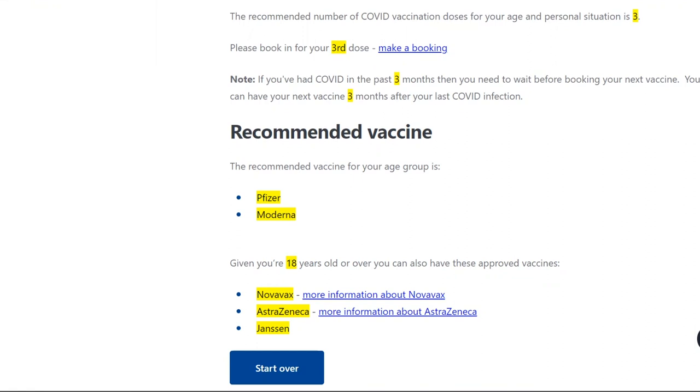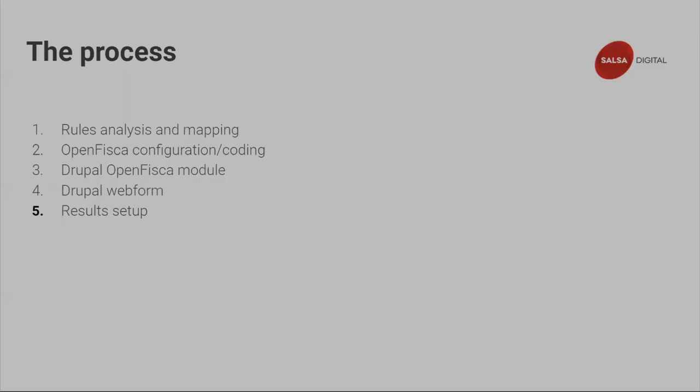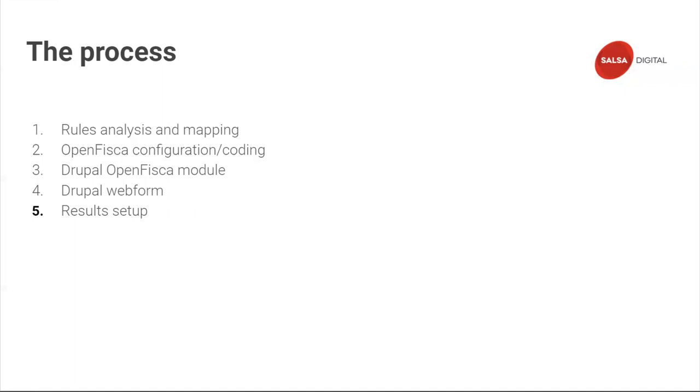So take a step back now and look at the actual rules as code process. So how we get to that point. So basically, we've got a few different steps involved. First of all is the rules analysis and mapping. Then we go into OpenFisca configuration and coding. Then we start using the Drupal OpenFisca module and the Drupal web form, and also setting up the results. So we could go into each of these in a lot of detail, but we're not going to.